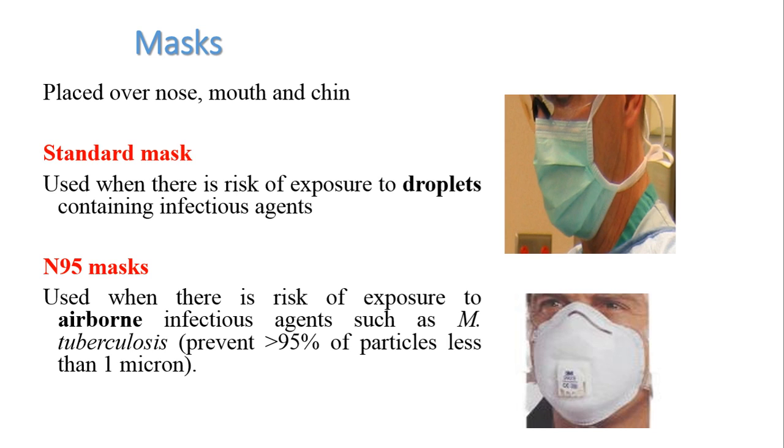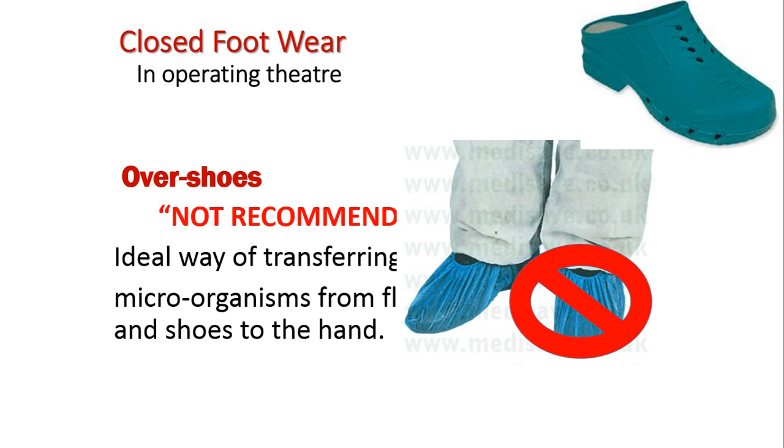However, N95 mask provides you much better protection, obviously both against droplets and aerosols, and it can prevent approximately 95% of the particles, which are even less than 1 micron in size. The pore size of N95 and N99 mask is less than 1 micron. So they are very good, and usually when you are handling any microorganism which is airborne, you are supposed to use N95 mask or N99 mask.